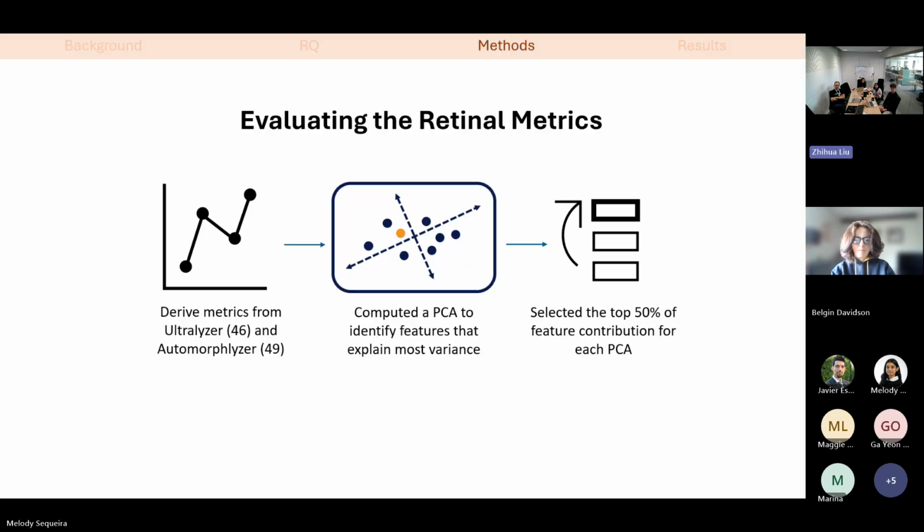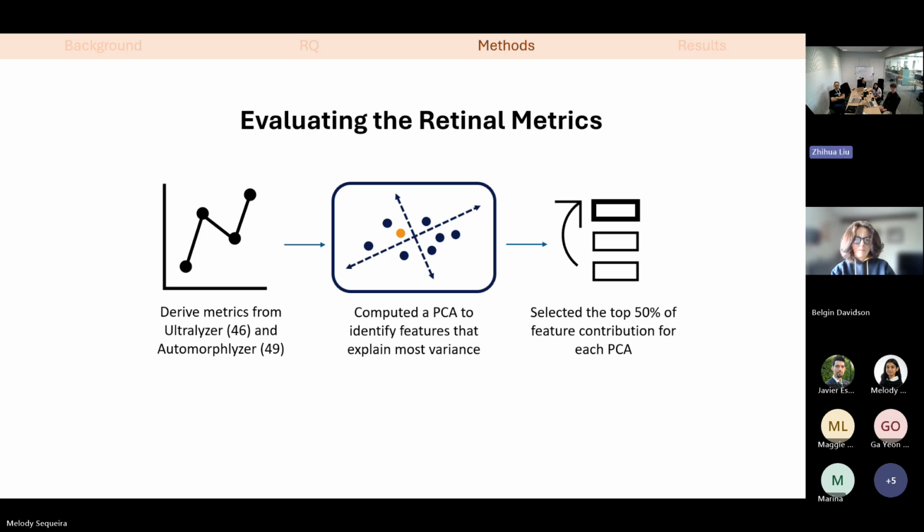Once the segmentation is done, we run these images through two software tools. The first one is Ultralyzer, which analyzes the ultra-wide field images, and Automorphalizer, which analyzes the fundus images. As you can see from the numbers, you get a whole range of features, like 46 features for one ultra-wide field image, and 49 for fundus. So it's a lot of metrics to get your head around. What I wanted to see with this project was what features actually capture the largest variance in my images, and what can help me understand this better with fewer features.